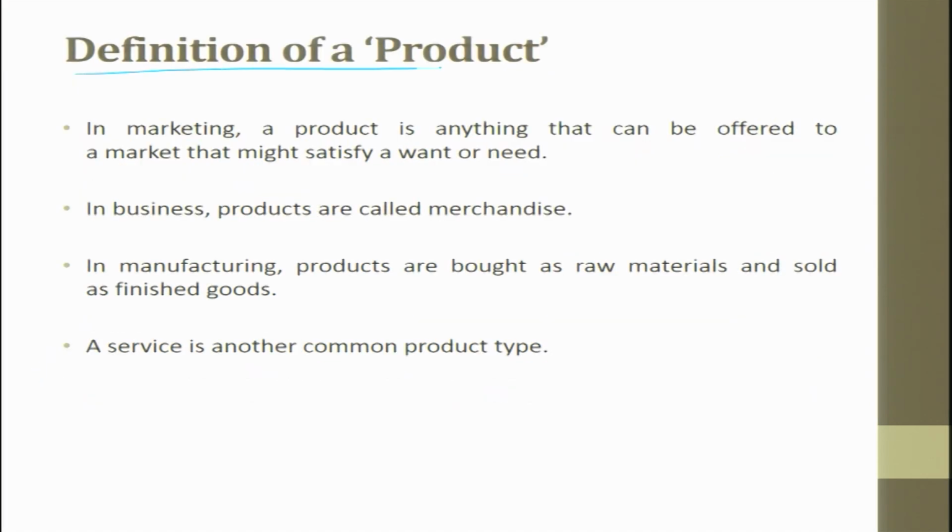So, finally, when we go into the definition of a product, in marketing, a product is anything that can be offered to a market that might satisfy a want or a need. That means to say a customer. Please understand, business models also can be used as a product according to this. In business, products are called merchandise. In manufacturing, products are brought as raw material and sold as finished goods. Look at it, each industry has its own definition. A service is another common product type. Right. So, you look at it, there are 4 definitions which, according to their industry, they give.